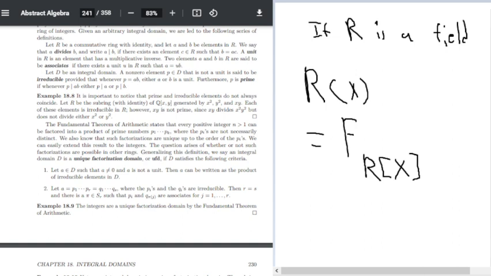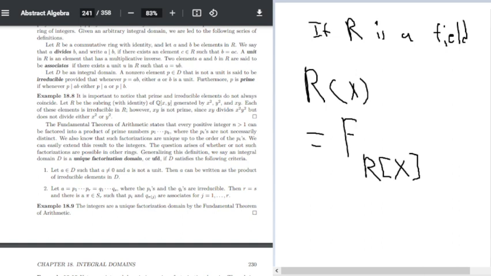The fundamental theorem of arithmetic states that every positive integer n greater than 1 can be factored into a product of prime numbers p1 through pk, where the pi's are not necessarily distinct. We also know that such factorizations are unique up to the order of the pi's. We can easily extend this result to the integers. The question arises of whether or not such factorizations are possible in other rings.